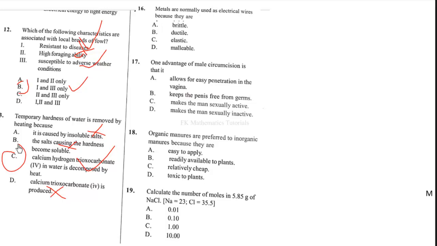Metals are normally used as electrical wires because they are brittle, ductile, elastic, malleable. Metal has the ability to withstand tensile stress. So because of that, they can be drawn into wires. That characteristic of metal is called ductility. So they are ductile. So the correct answer is B.